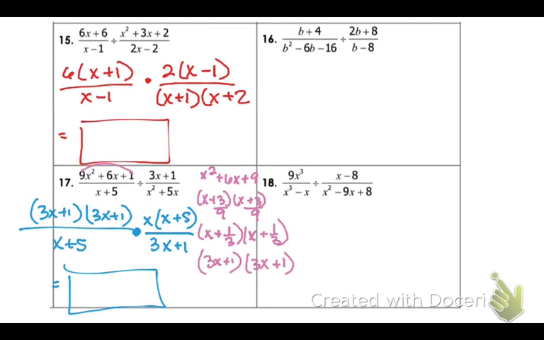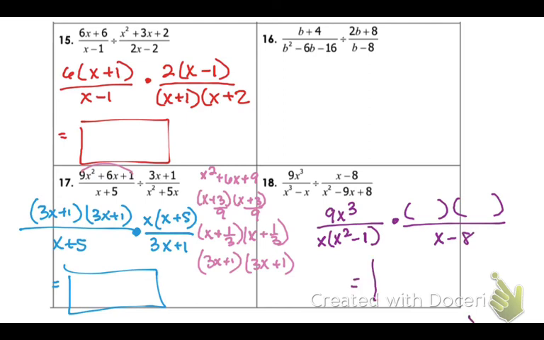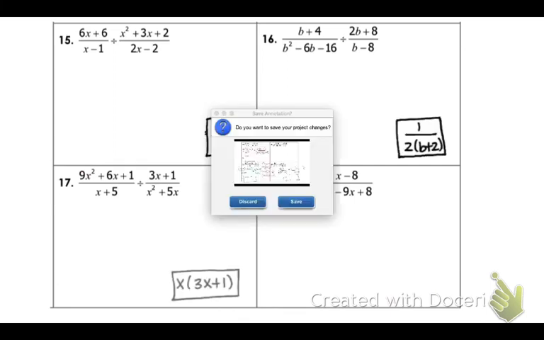Let's see. I think all these other ones are kind of straightforward, guys. For 18, I'll just walk you through a little bit. 9x cubed, there's nothing you can do. At the bottom, you're going to factor out an x. And then do keep, change, flip here for me. Okay, so you guys keep going from here. Cancel stuff out.